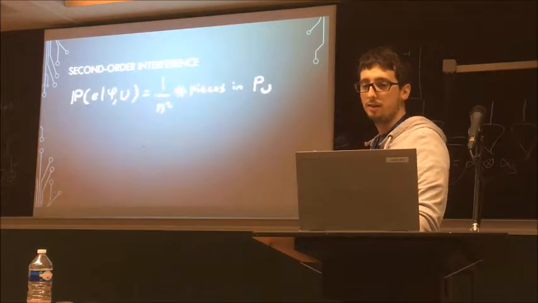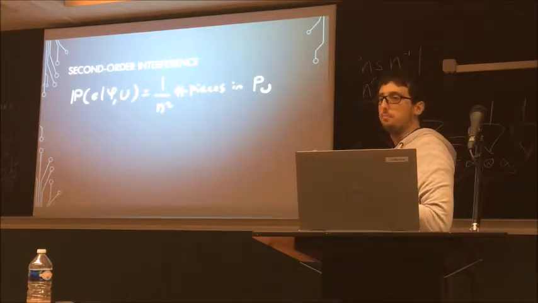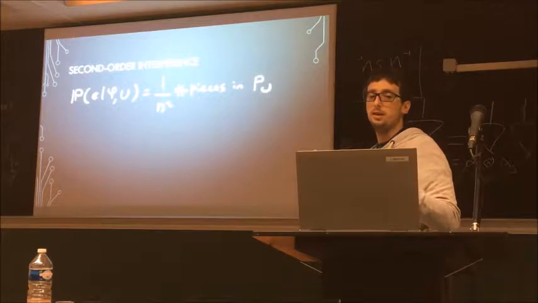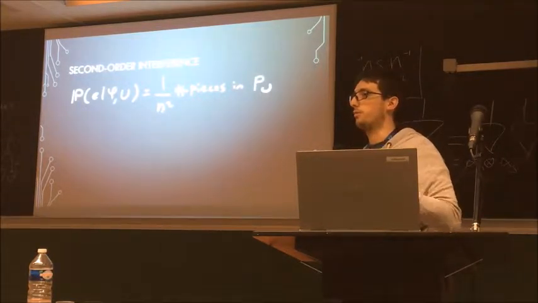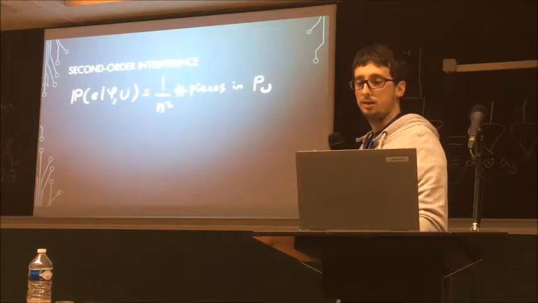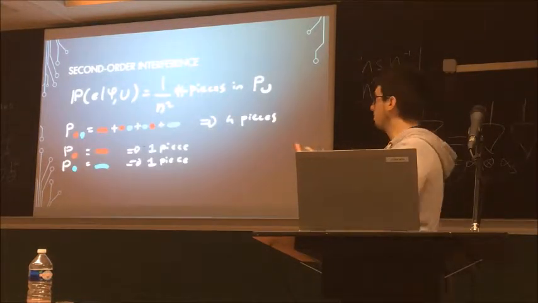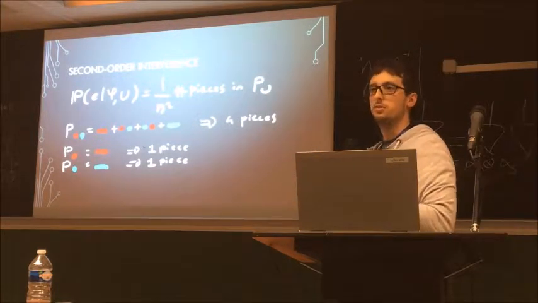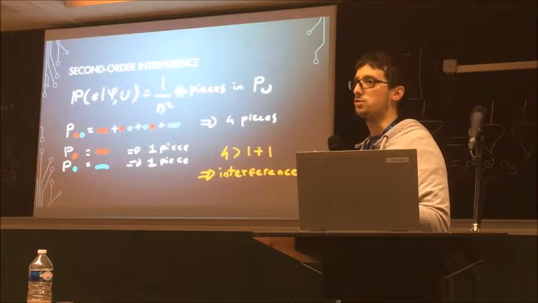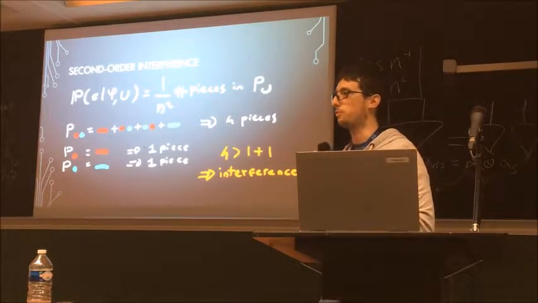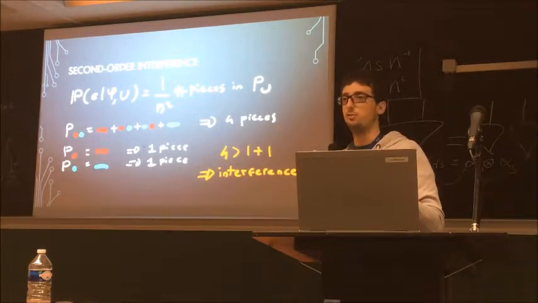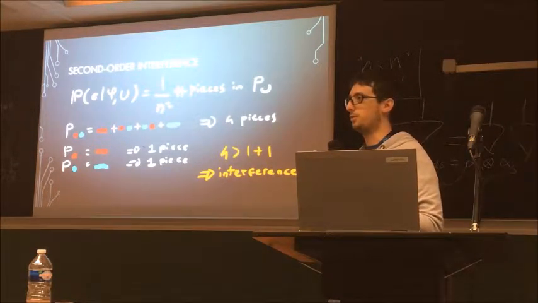Now you can generalize this, and if you have some arbitrary number of slits, all you have to do to compute the probability is compute the number of pieces, and normalize it by 1 over n squared. And this gives you that there are 4 pieces in 2-dimensional projectors. There's 1 piece in each of the 1-dimensional projectors. And interference is just the observation that 4 is greater than 1 plus 1. Really. But this is all just a reformulation, if you wish, of what you already know about interference in quantum theory.